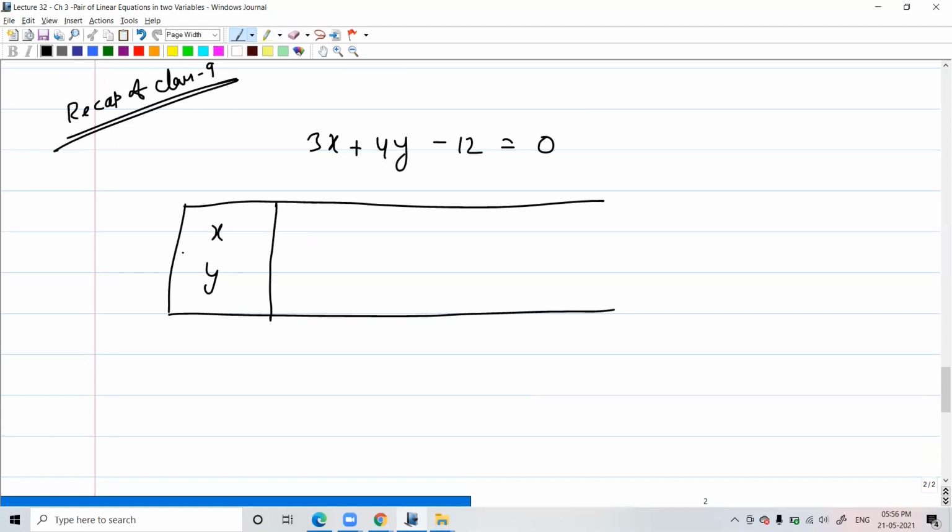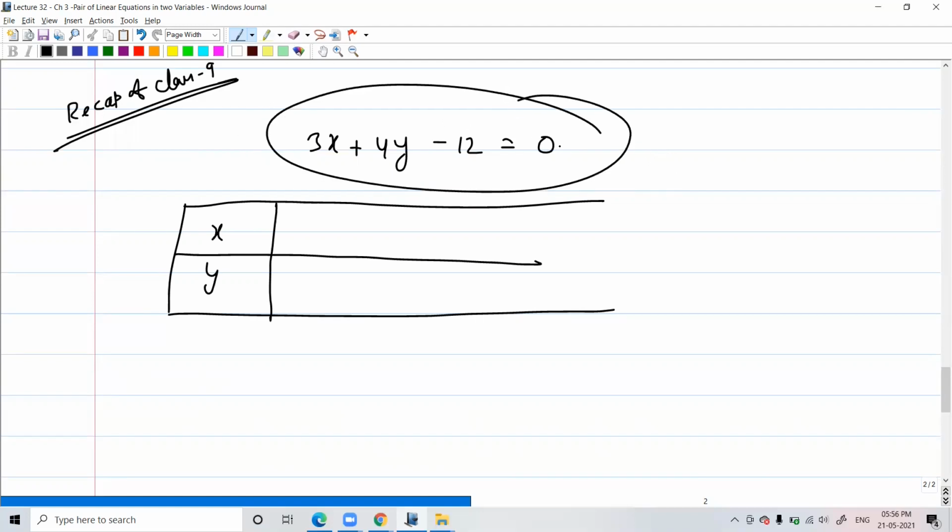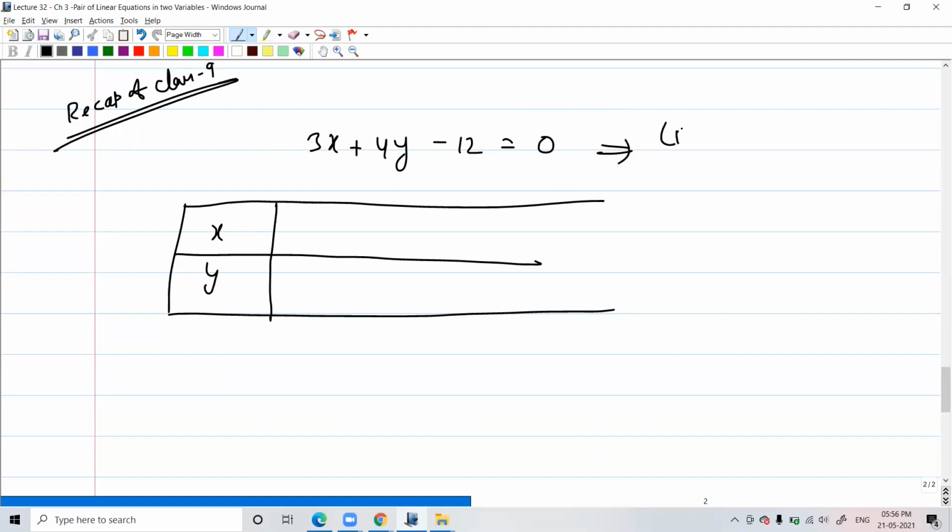Correct? So for example, and one more thing, what kind of graph do you think you will get when you put it on the graph paper? A straight line. Yes, it is a linear equation. And remember, a linear equation always has a straight line. No matter whether it is in one variable, two variables, or 100 variables, a linear equation always has a straight line graph. So the graph of a linear equation is always a straight line.